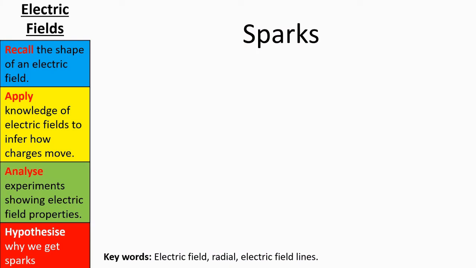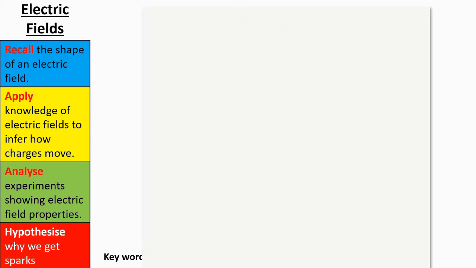What I would like you to do is to start to come up with your hypothesis as to how we get sparks. And this is how I want you to do it. I would like you to get a sheet of paper, and write down the question at the top of that sheet of paper: why do we get sparks? You may already have an idea of how we get sparks from today's lesson. So, underneath the subtitle fields, write down your theory of how we get sparks.